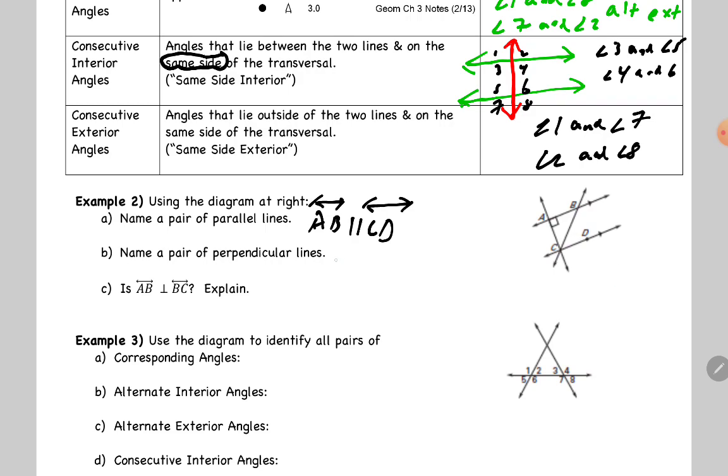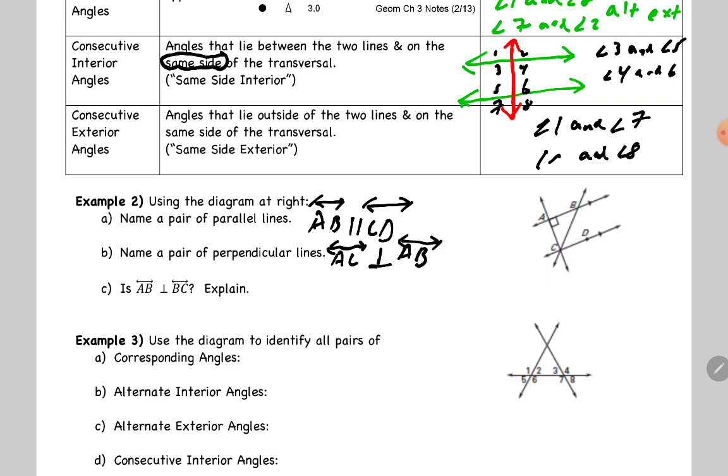Name a pair of perpendicular lines. That would be the line AC with AB. So remember, the upside down T represents perpendicular. When we look at AB and AC, you can see that they make a right angle here. So this right angle shows that they're perpendicular.